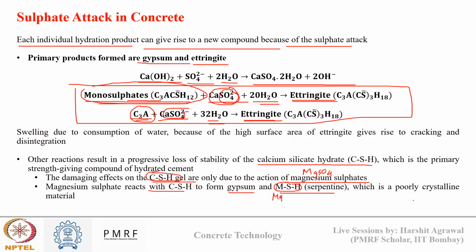It is a poor crystalline material. So the concrete will lose its ability to hold all its constituents together, which was due to CSH, because of CSH degradation. Okay, so in that way also there will be disintegration of concrete. Okay, so this is how external sulfate attack occurs.